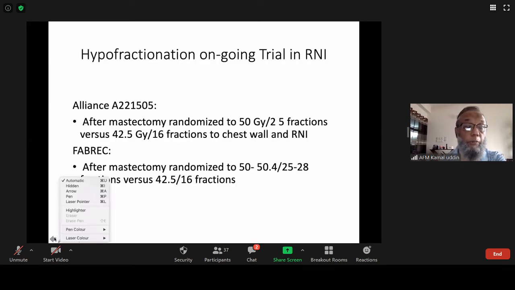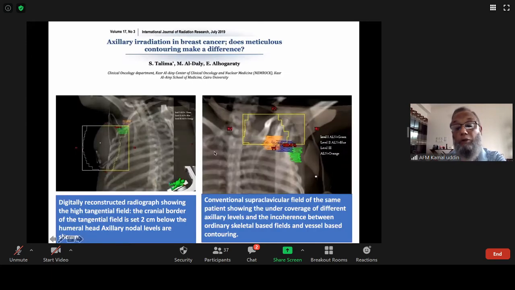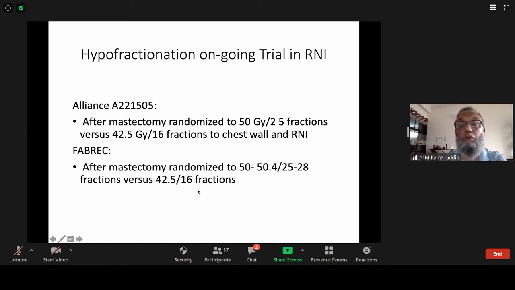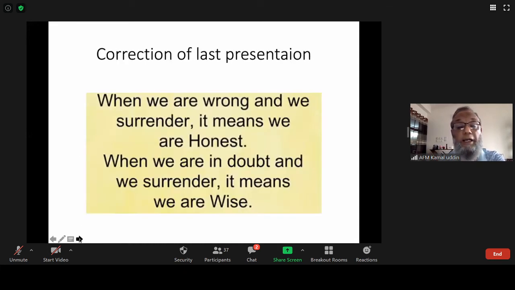So what we want to say is that contouring is important to know whether we are missing something or whether we are doing overkill. There is some debate about hypofractionation on RNI, and two trials are going on to bring a conclusion about hypofractionation for RNI.